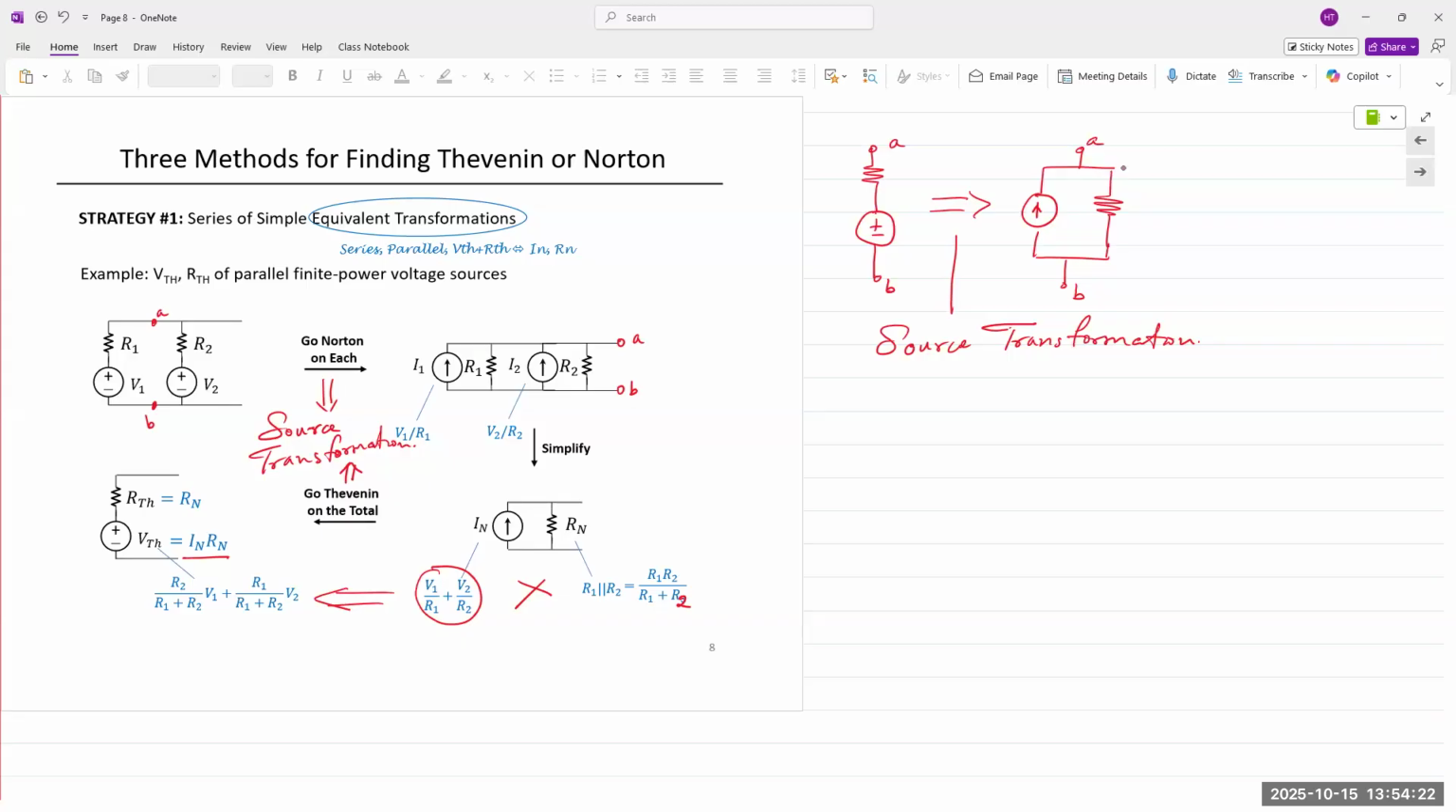Again, let's take a pause. Let me know if you have any questions. Yeah. The parallel combination of R1 and R2. That's all.